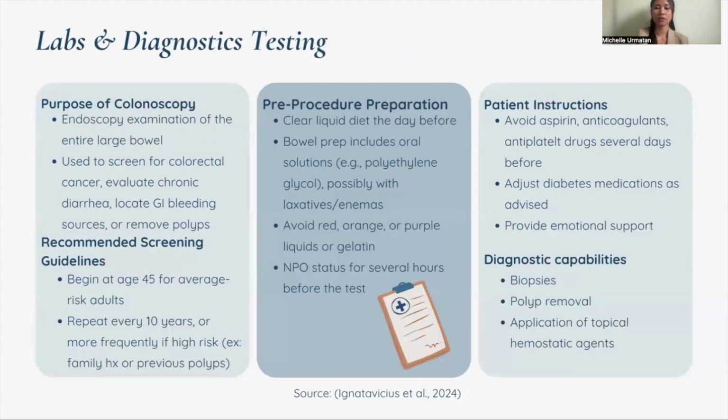Preparation is crucial, so patients are placed on a clear liquid diet the day before and use a bowel prep solution, sometimes involving laxatives or enemas. Red, orange, or purple colored drinks and gelatin should be avoided. Certain medications like aspirin, anticoagulants, and antiplatelets should also be paused. Patients with diabetes should consult with their provider to adjust any medications due to being on a nothing by mouth diet before the test. During the procedure, the provider can take biopsies, remove polyps, and use hemostatic agents if bleeding occurs.